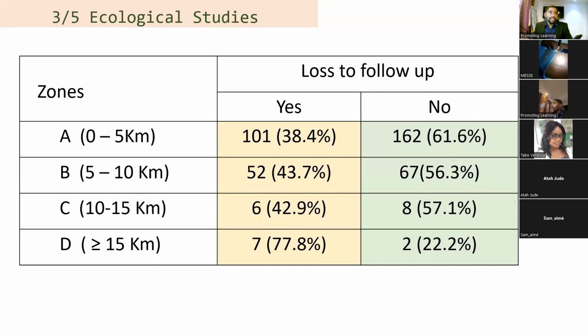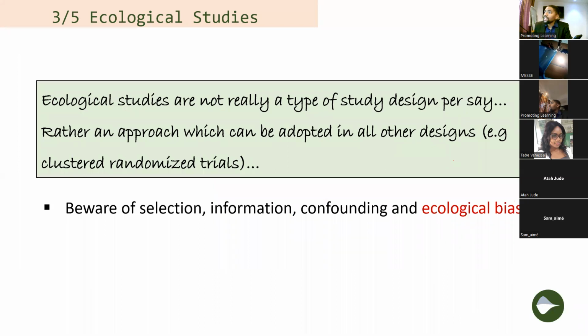Now we're going to look at the disadvantages of using the ecological approach. Ecological studies are not really a type of study design per se, but rather an approach which can be adopted in all other designs. So you probably know about cluster randomized trials. It's a randomized controlled trial, but instead of dealing with individuals, you're dealing with groups of people. And sometimes it's the best study design you can use to answer a certain question. It's still the ecological approach because you're not using individuals, but aggregate level data.